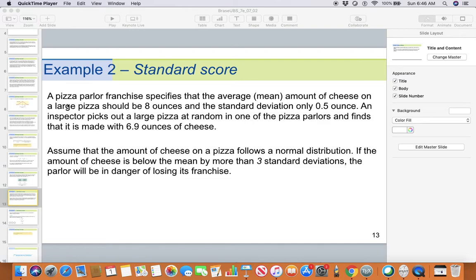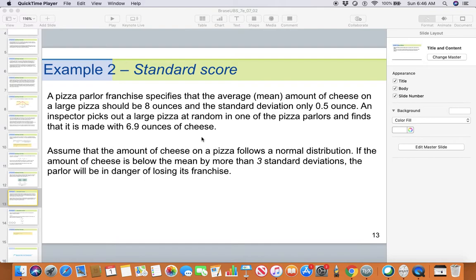Welcome back. Here is an example to illustrate what we've been learning. A pizza parlor franchise specifies that the average, or the mean, amount of cheese on a large pizza should be 8 ounces. Standard deviation only 0.5 ounce. An inspector picks out a large pizza at random in one of the pizza parlors and finds that it is made with 6.9 ounces of cheese.